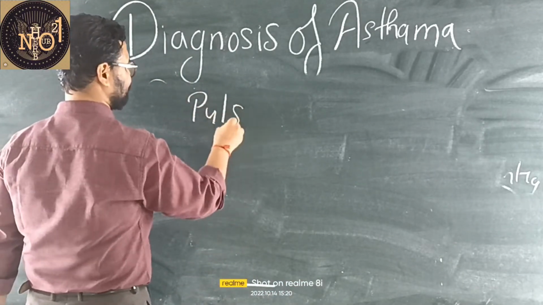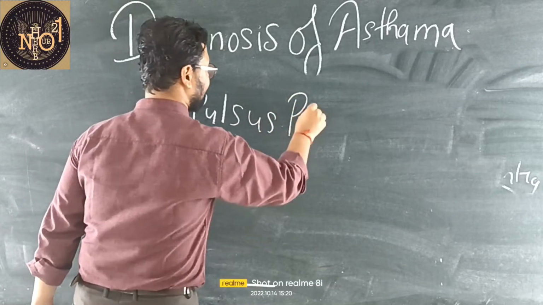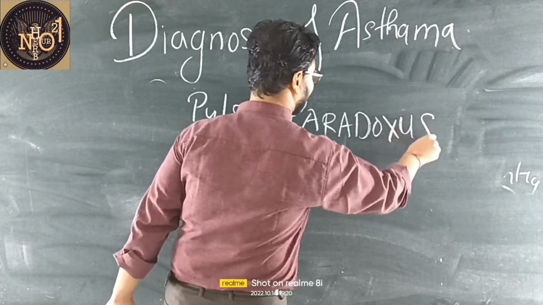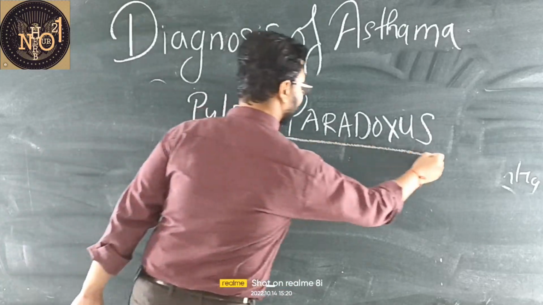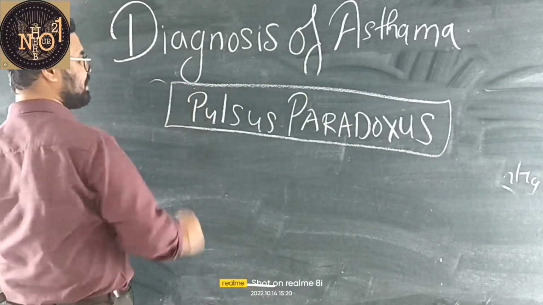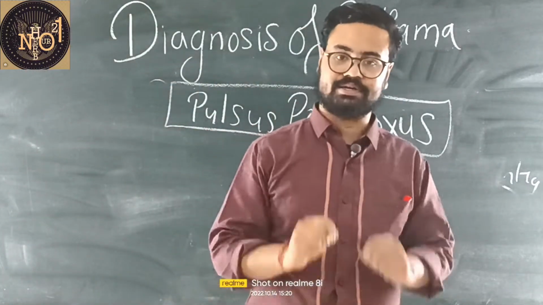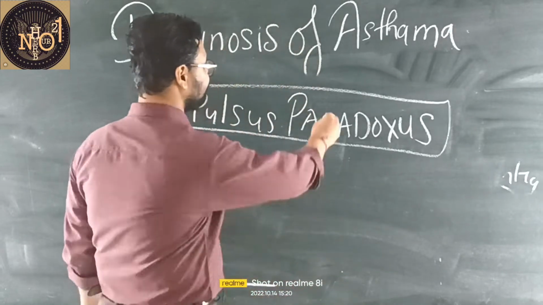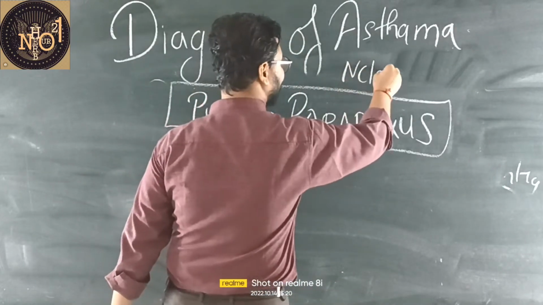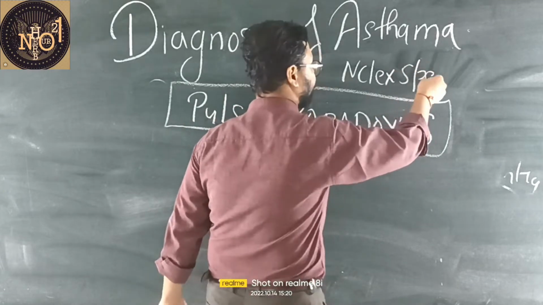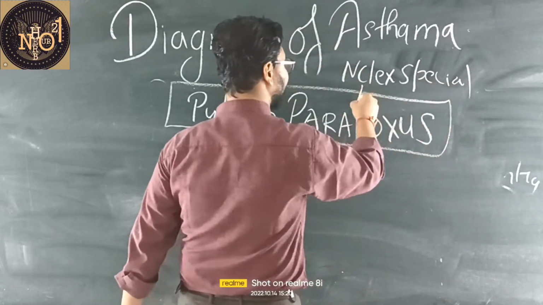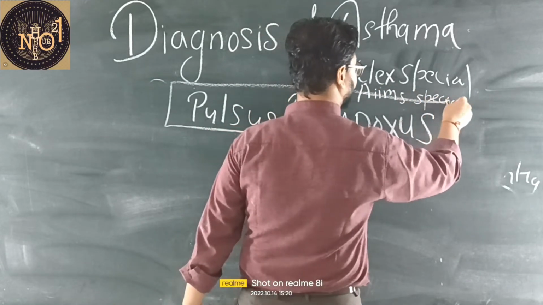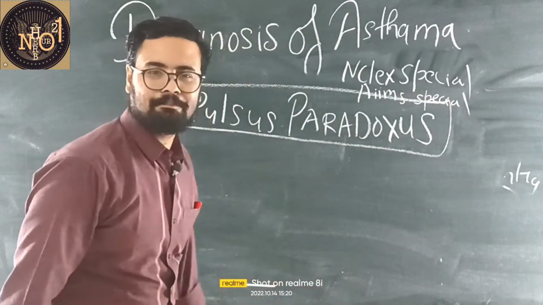Pulsus paradoxus. Pulsus paradoxus. This is also a clinical manifestation of asthma, but when is the main point to remember. So this is my NCLEX special of the class, or AIMS special of the class. Pulsus paradoxus.